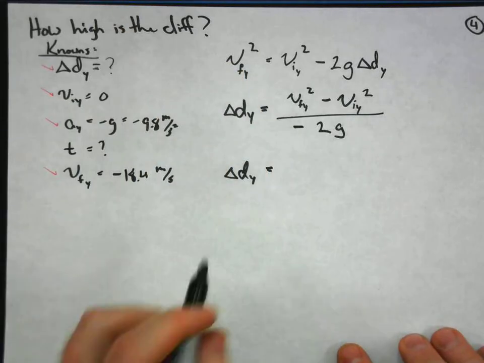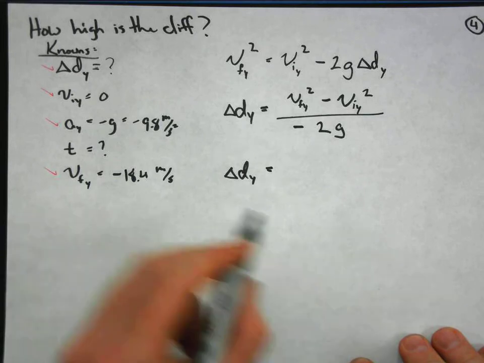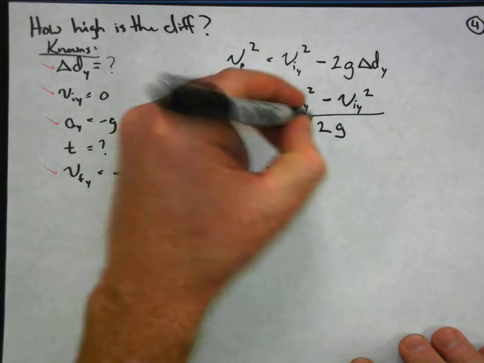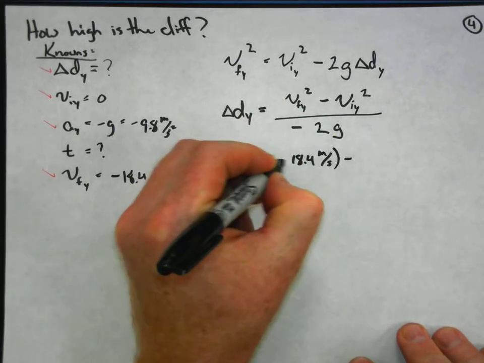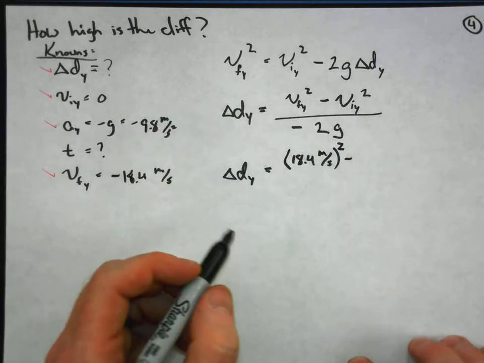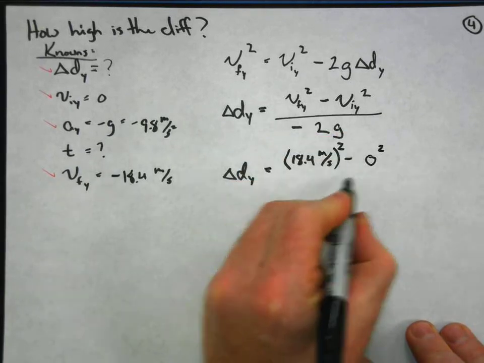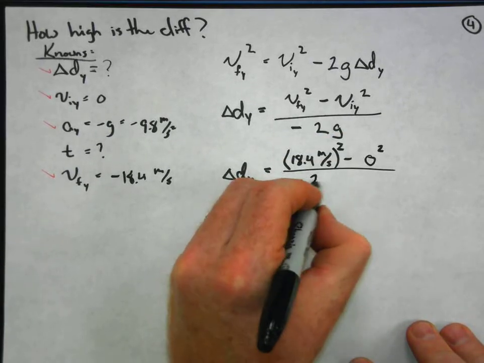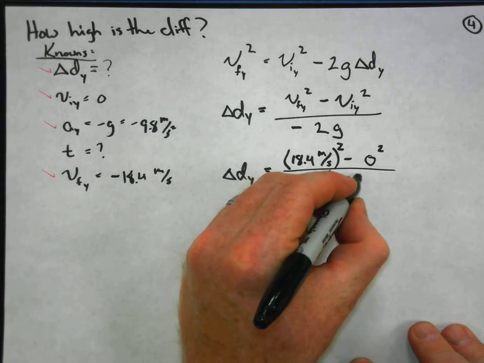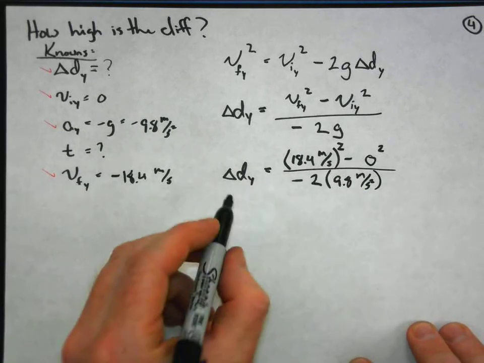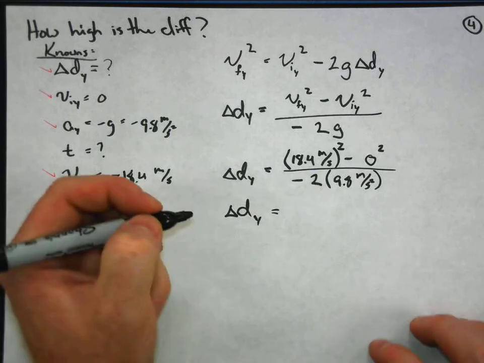I can plug numbers in. My final velocity here is 18.4 meters per second in the y direction, squared. My initial velocity, that is squared too. Don't lose track of your exponents. Oh my goodness, I almost just did that. My initial velocity in the y direction was 0. And I have this divided by negative 2 times g, which is 9.8 meters per second squared. Looks like at this point I just need a calculator.